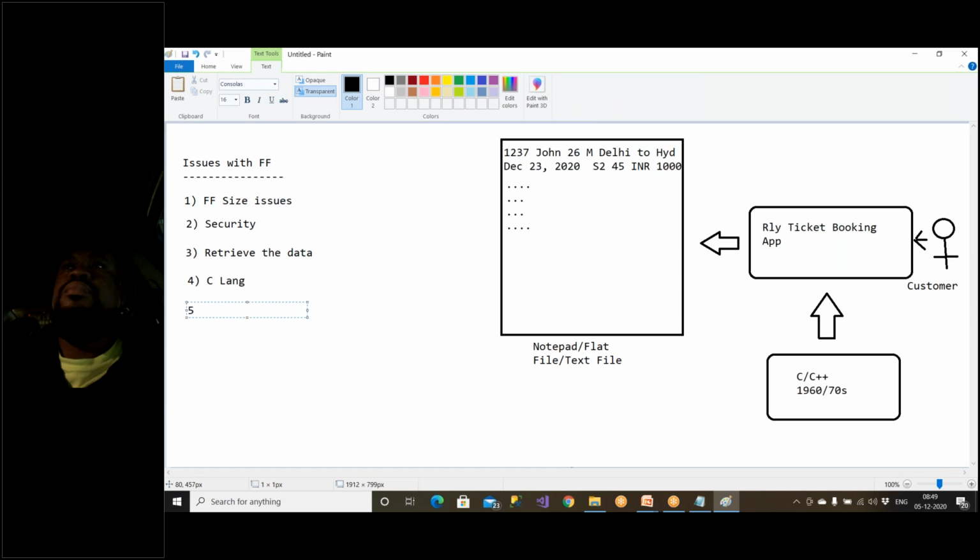Because indexes are not there, the processing is very, very slow. What is very slow? Processing is slow, or you can say retrieving is very, very slow. Clear? Processing means I'm talking about retrieving. What do you mean by index?